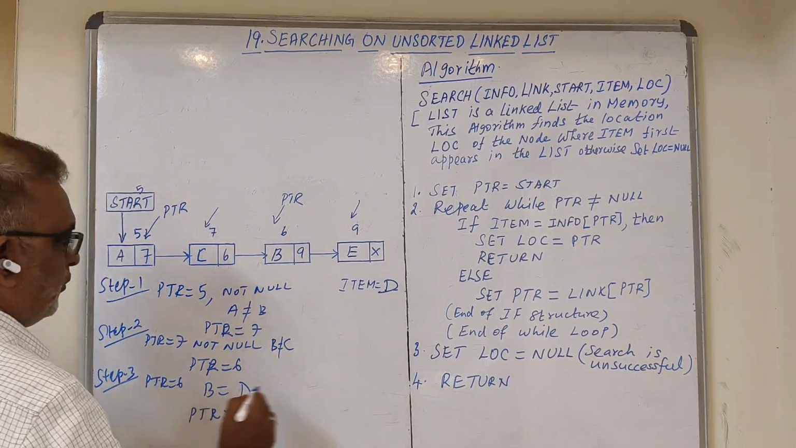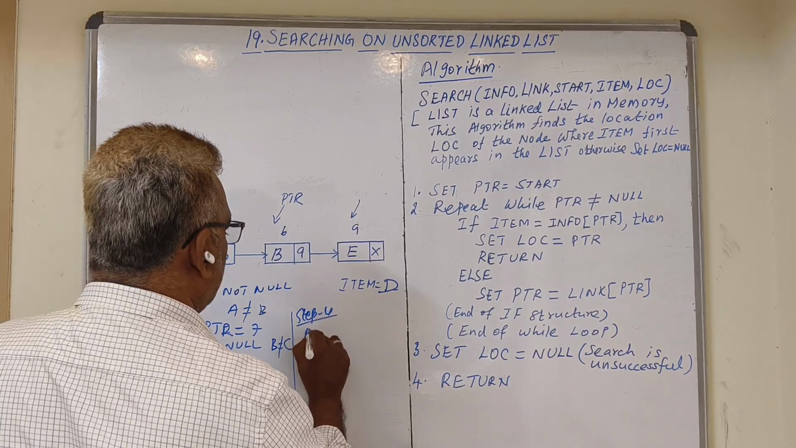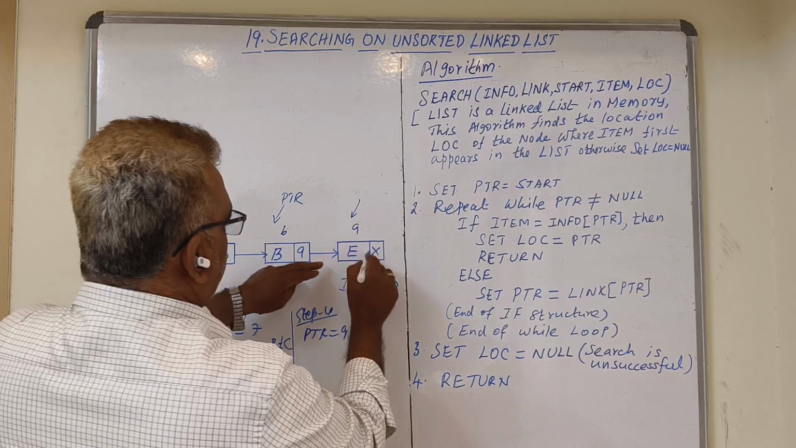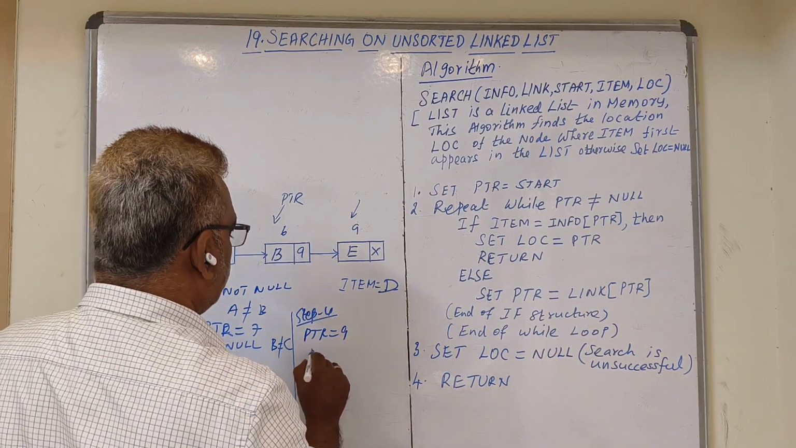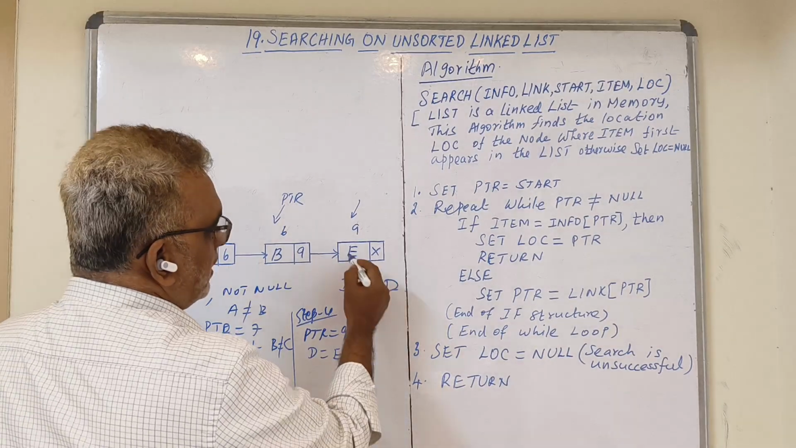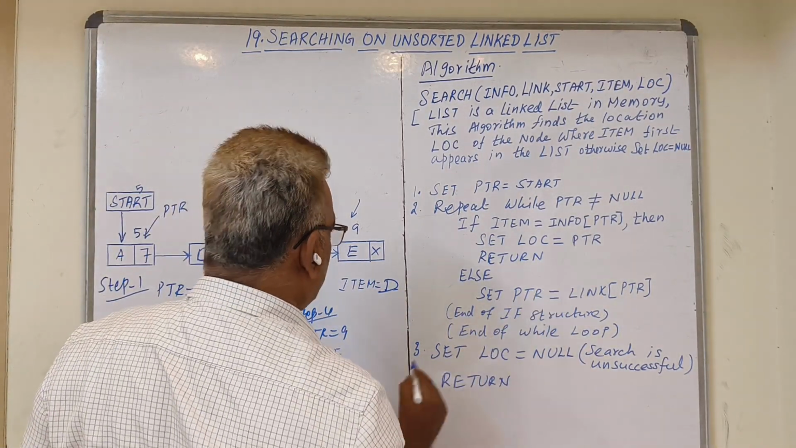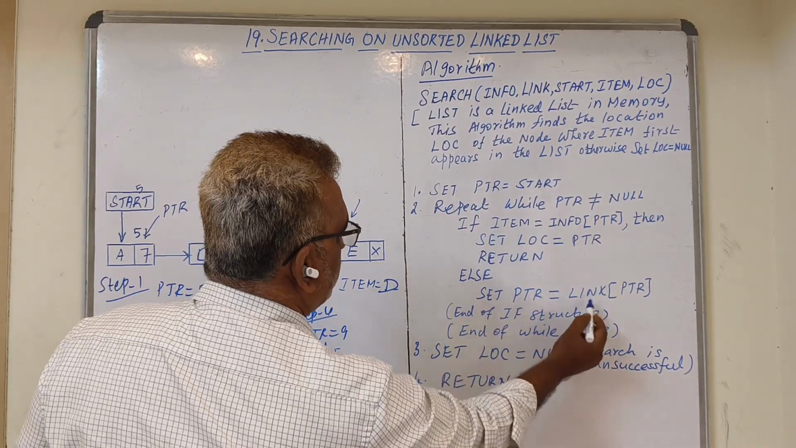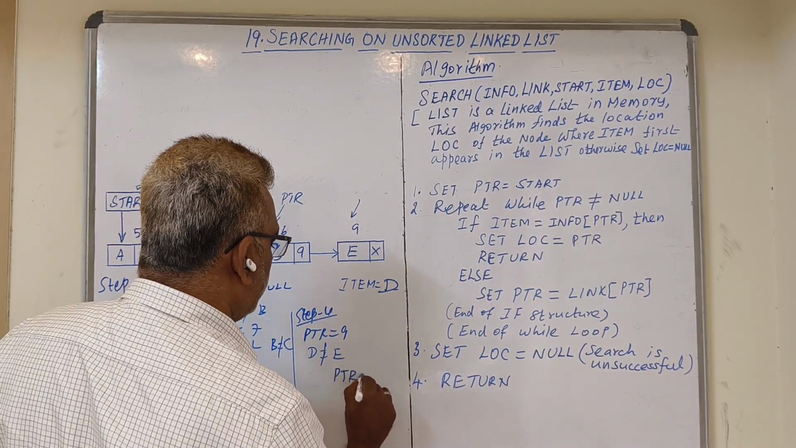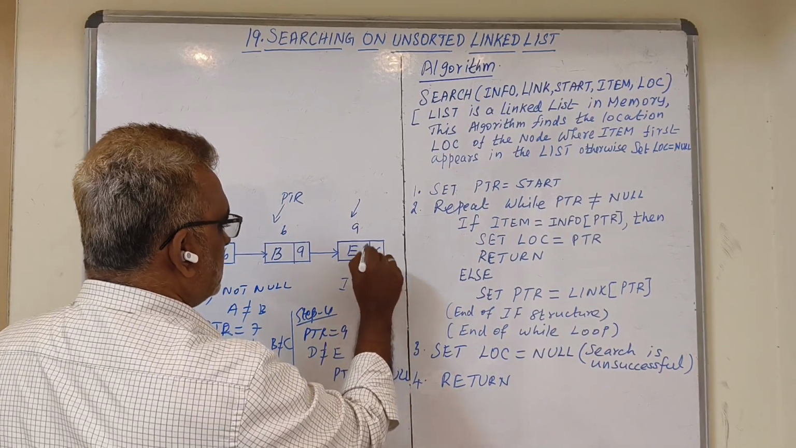Step number 4. Now PTR is equal to 9. Check the information part of the PTR, that D is equal to E. The required value is D and the available value is E. So again both are not equal. Store the value of the link part of PTR in PTR. So PTR is now equal to null, since the link part of PTR is null.